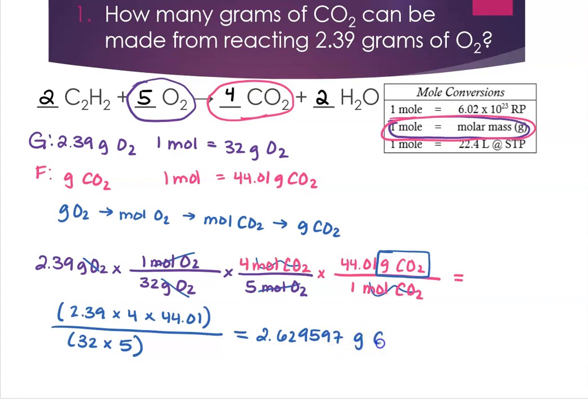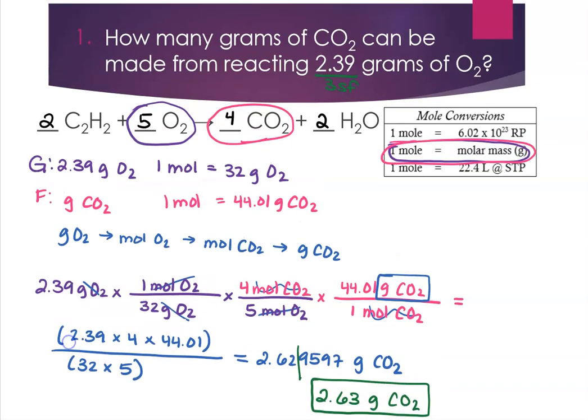2.629597 grams of CO2. All right, so let's check our sig figs. I have 3 sig figs in my problem. So 3 sig figs would be 2.63 grams of CO2. All right, let's do some more.